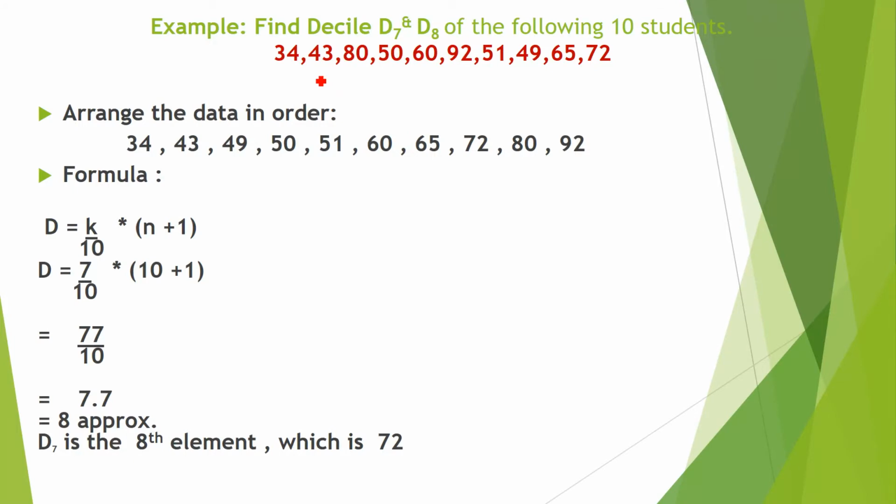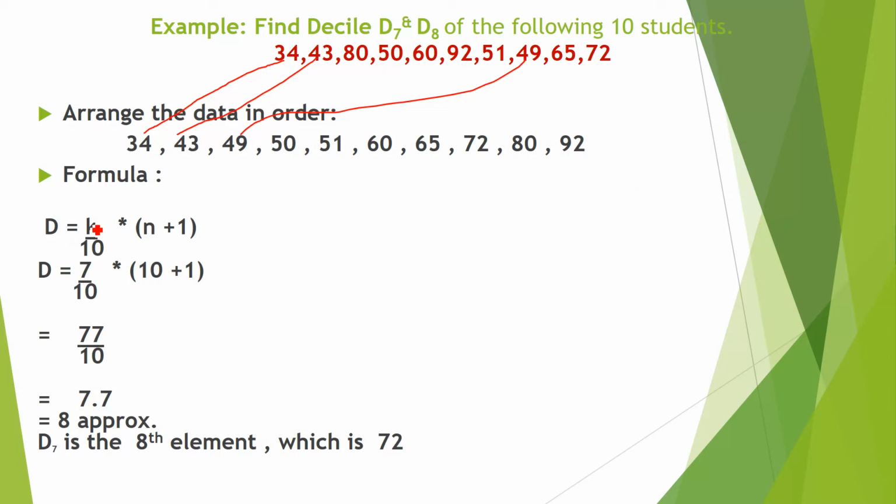So here I have an example for you. These are the marks of 10 students, and you have to calculate D7 and D8, meaning decile 7 and decile 8. It finds out the relative position of the student marks with respect to others. So first thing is you have to arrange the data in order, starting from the lowest, which is 34, then 43, then 49 and so on.